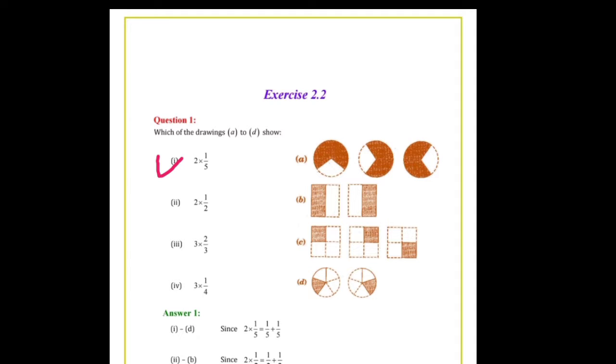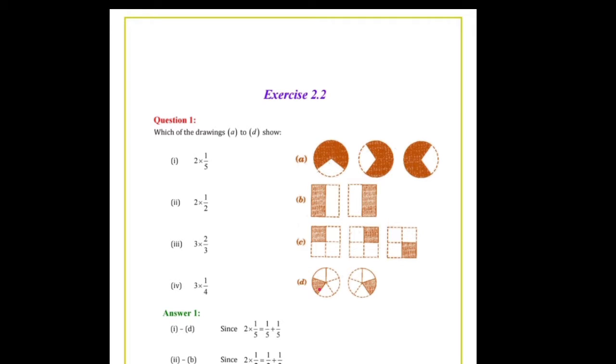Students, here 1 upon 5 is a fraction, and it's 2 times 1 upon 5. It means total 5 parts and 1 part is shaded. So here we have to find which figure has total 5 parts. Say here 2 parts, here 4 parts, but in D, how many parts are there in one figure? 5 parts, and 1 part is shaded.